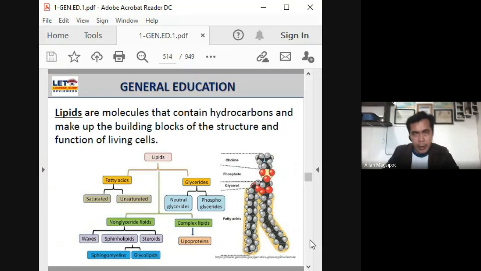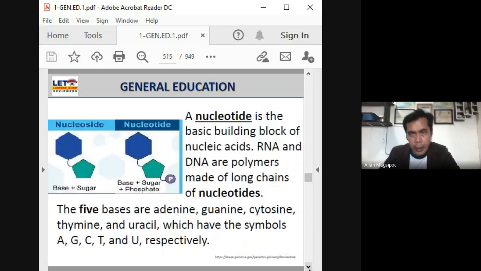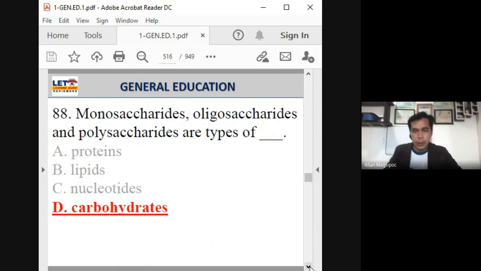Lipids are molecules that contain hydrocarbons and make up the building blocks of structure of functioning living cells. Lipids, merong fatty acids, merong glycerides. Pero hindi siya carbohydrate. Yung nucleotide naman is the basic building block of nucleic acids. RNA and DNA are polymers made up of nucleotides. Yung DNA natin, tsaka mga RNA natin, they are composed of nucleotides. And there are 5 bases: adenine, guanine, cytosine, thymine, uracil. So correct answer for this question is carbohydrates.